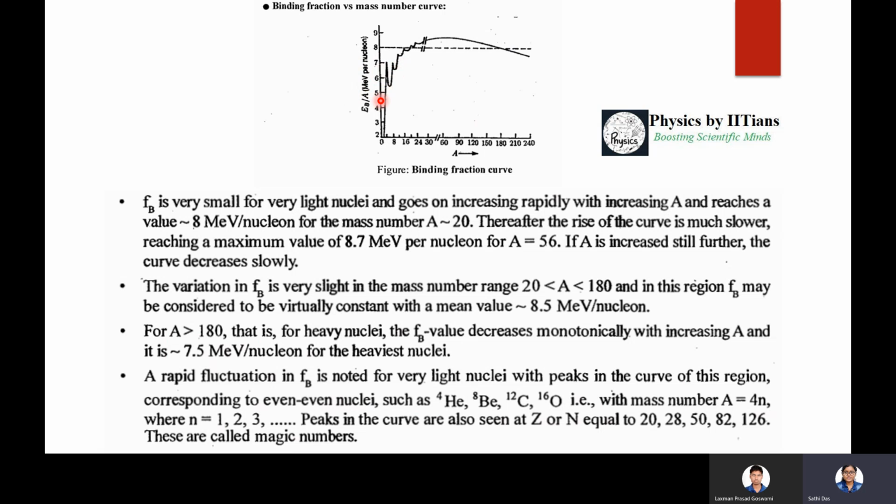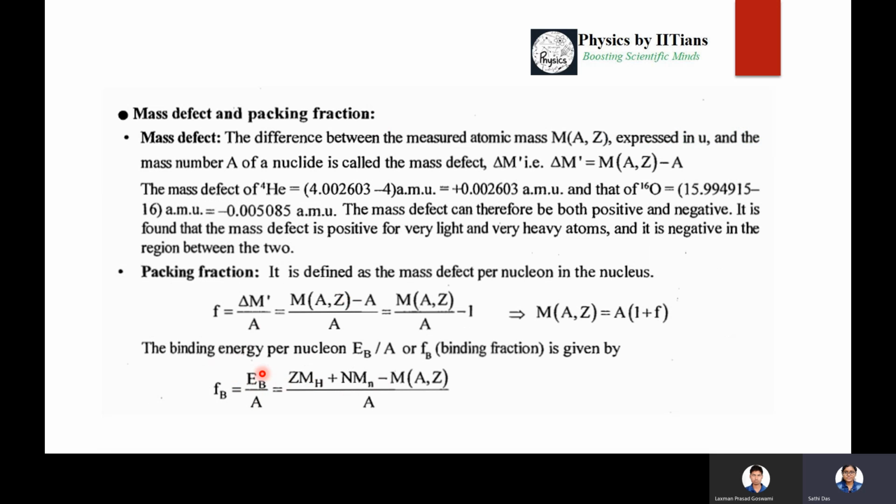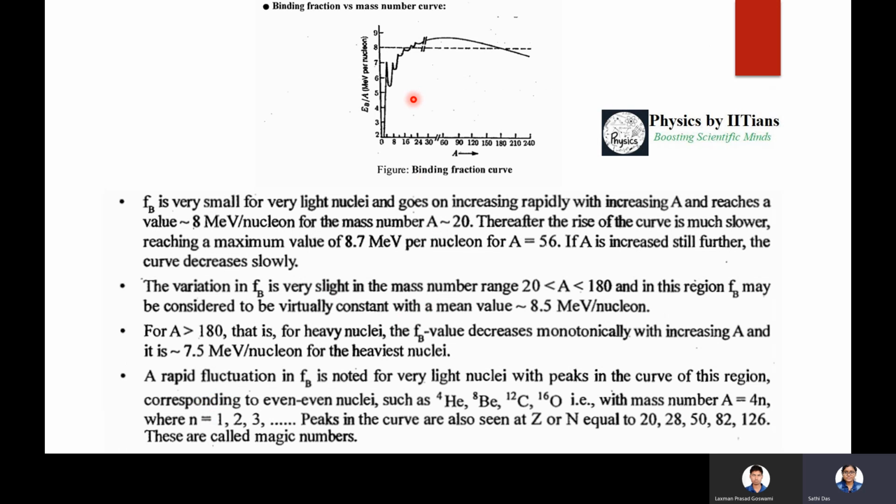So hopefully you understand what the significance of this curve is. The significance of this curve is that it gives you the stability of the nucleus. Whenever there are peaks in this curve, those nuclei are much more stable, because from the definition, the binding energy is more means FB will be more. So binding energy is more means the nuclei are more stable, and on this heavier side the binding energy is going lower, the curve is going lower, means they are less stable, and whenever there are peaks occurring, means they are most stable, and these peaks are at mass number A equals to 4n, and these are known as the magic numbers.